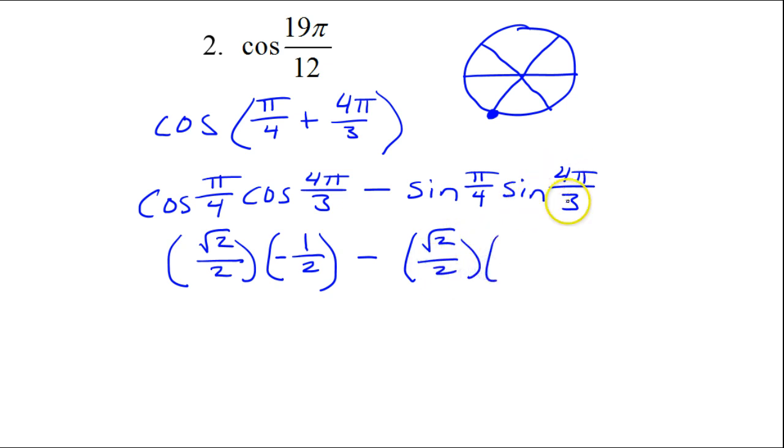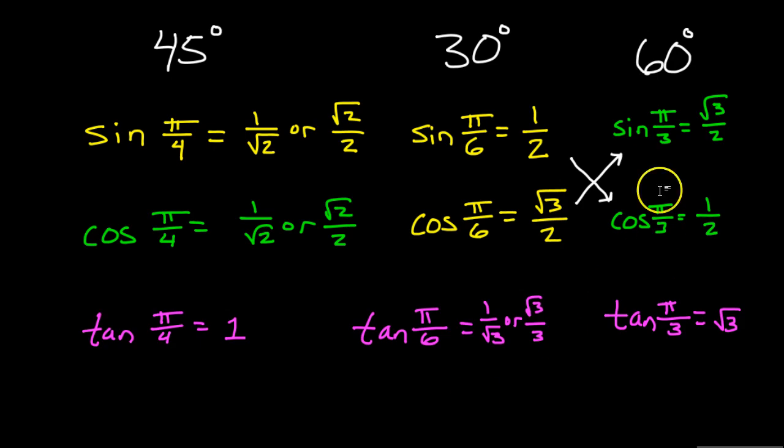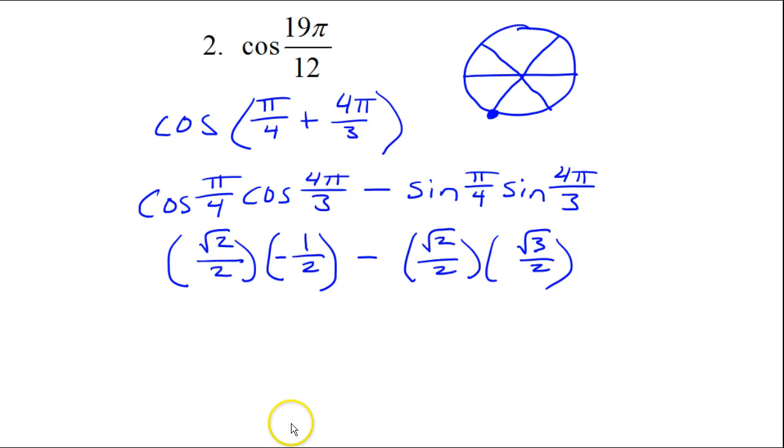Great. Sine pi over 4 again is radical 2 over 2. What about sine of 4 pi over 3? Well, forget the 4 for a second. What's the sine of pi over 3? The sine of pi over 3 is radical 3 over 2. That means the sine of 4 pi over 3 will either be positive radical 3 over 2 or negative radical 3 over 2, depending on the quadrant. So here's 4 pi over 3 again. Sine will be negative in this quadrant because sine is a y value and this is below the x-axis, so it should be negative.